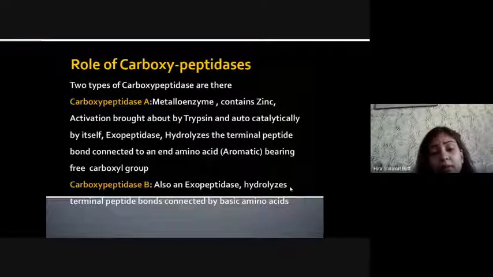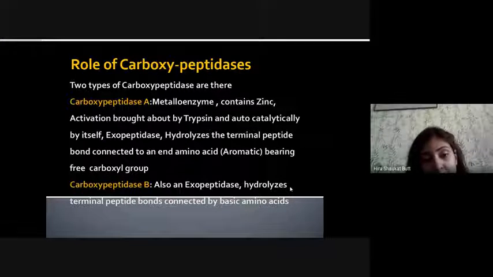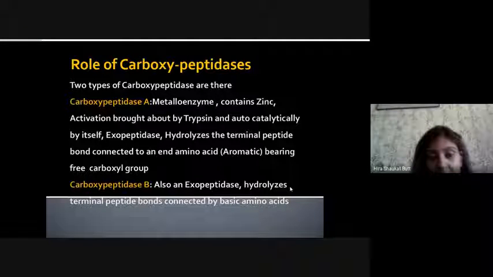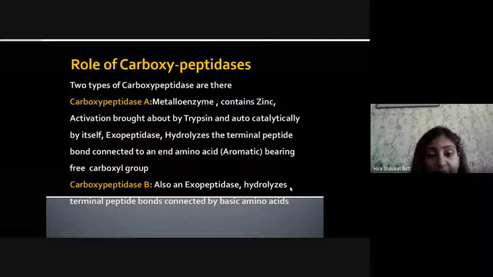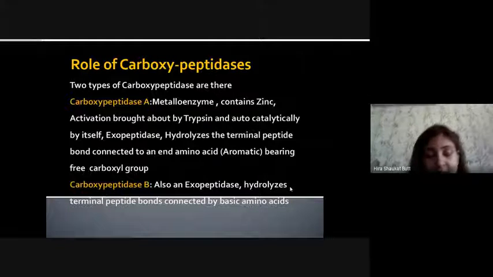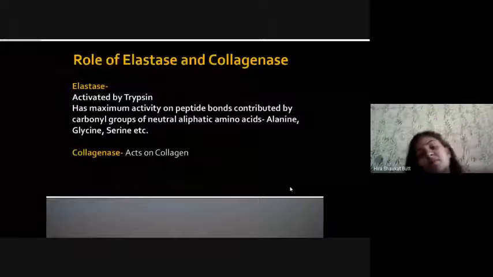And the role of carboxypeptidase: it is of two isomers. One is carboxypeptidase A and the other one is carboxypeptidase B. Carboxypeptidase A has some metals present in its structure, and it basically breaks the bond. It is an exopeptidase, so it breaks the terminal peptide bonds from the polypeptide chain. Elastase and collagenase, as the names show, elastase acts on elastin and collagenase acts on collagen.